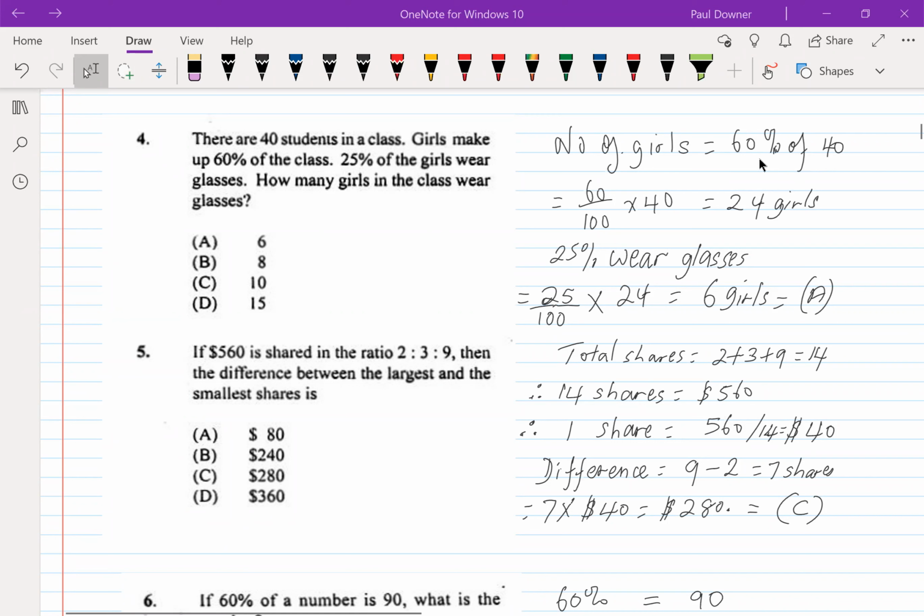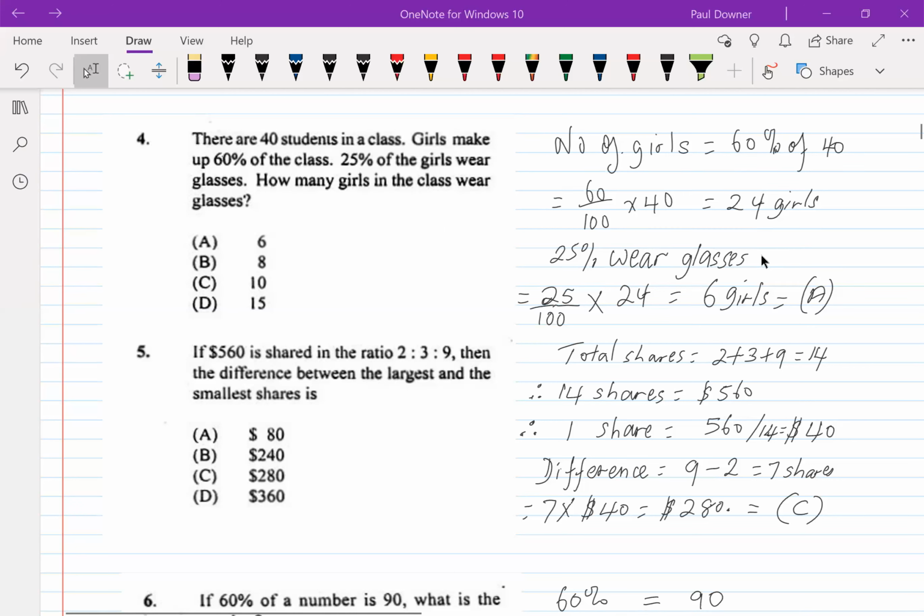Now, what does 60% mean? It means 60 over 100. Of means to multiply by 40. So 60% of the students, which is 40 students in all, would be girls. If we do this calculation here, we'll get 24 girls. And then 25% wear glasses. That's what they said. 25% of the girls wear glasses.